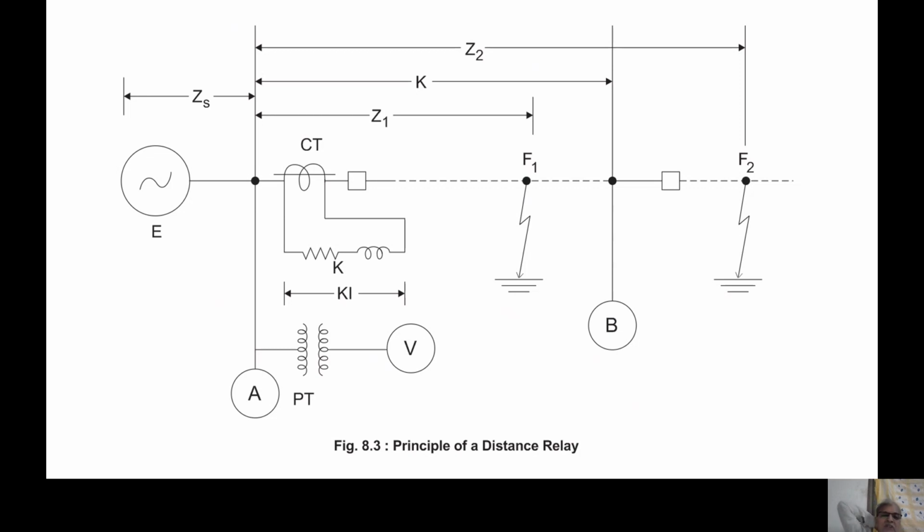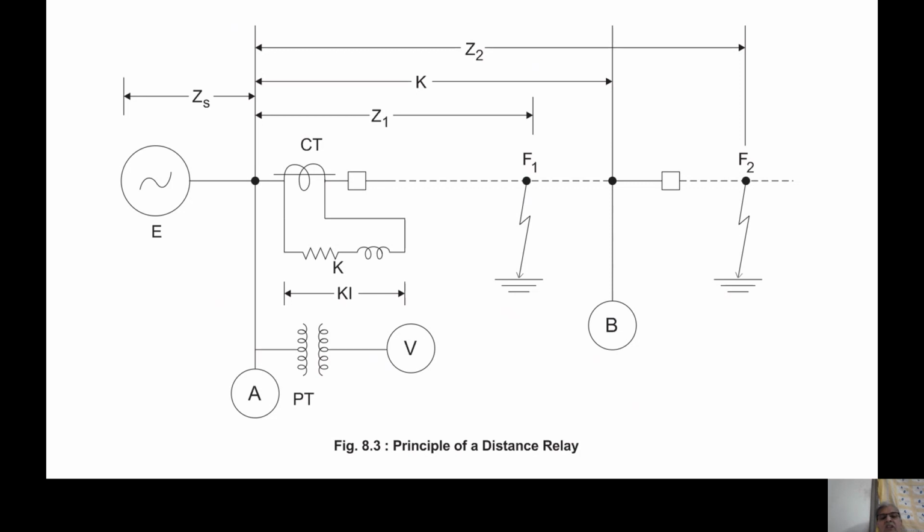Even though fault does not occur, current is passing. But when fault occurs, the current passes through K and the voltage drop Ki will be there. And I have got PT also, local PT and local CT. Across local PT, voltage V. Rated voltage is 110 volt. But at the time of fault, the voltage will collapse. So some voltage less than 110 volt will be there, and that will be measured by V.